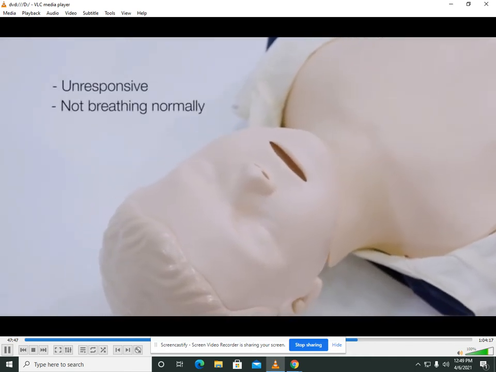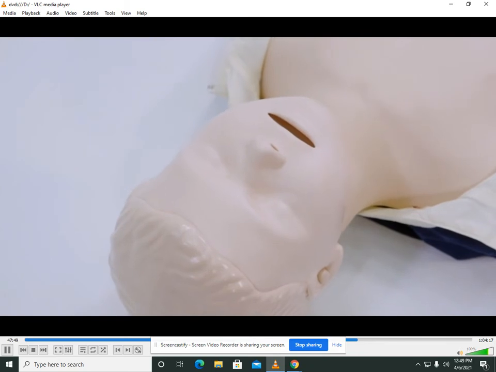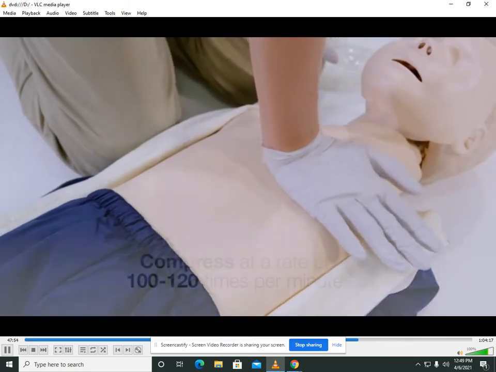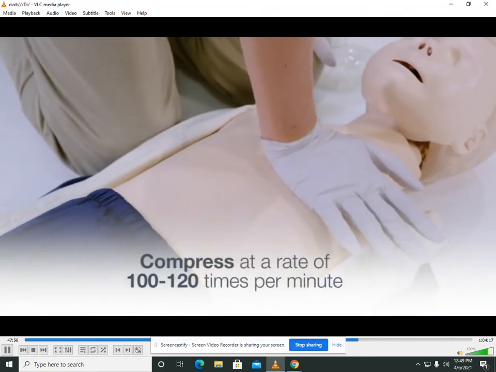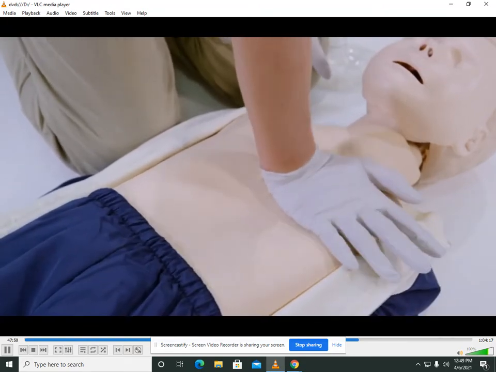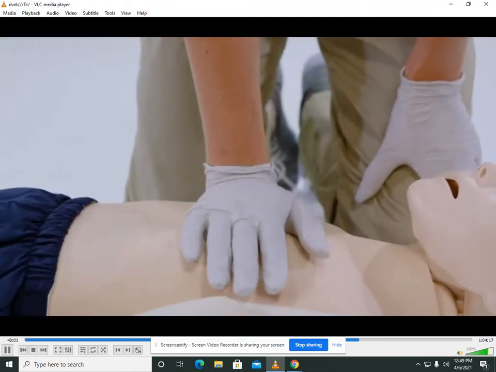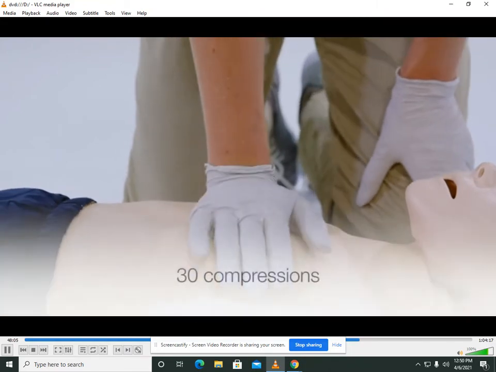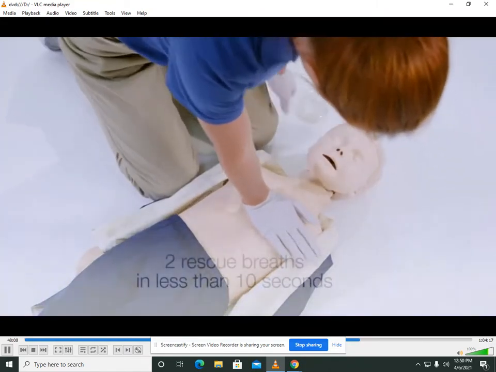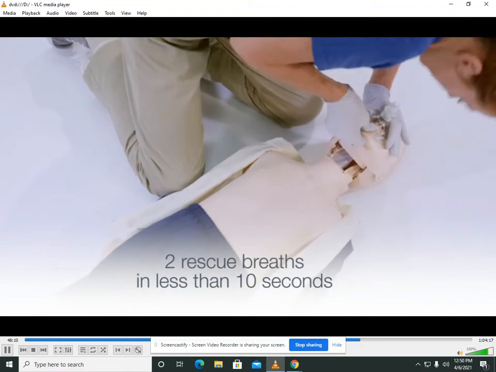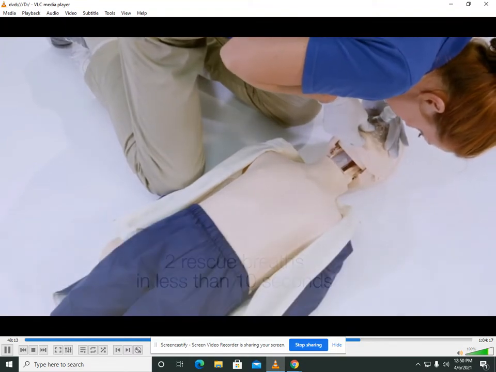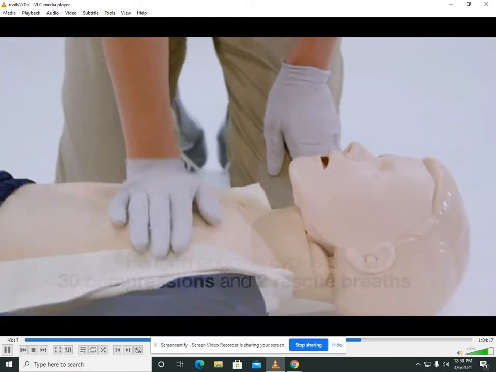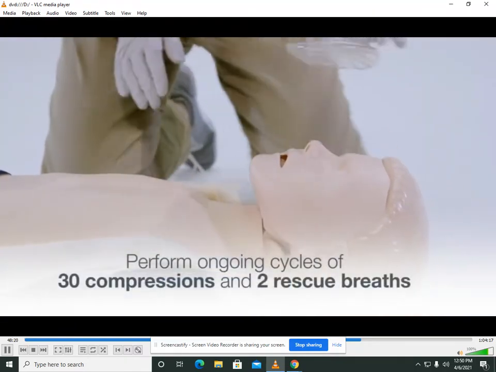This child is unresponsive and not breathing normally. Begin CPR immediately. Locate the proper hand position and compress the chest at a rate of 100 to 120 times per minute. After 30 compressions, give 2 rescue breaths. Do this quickly, in less than 10 seconds. Return to compressions and perform ongoing CPR cycles of 30 compressions and 2 rescue breaths.